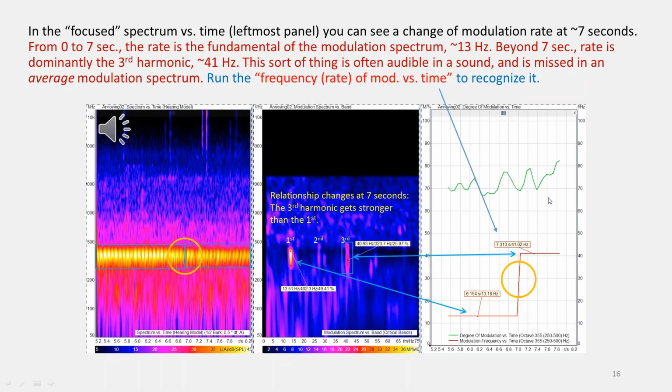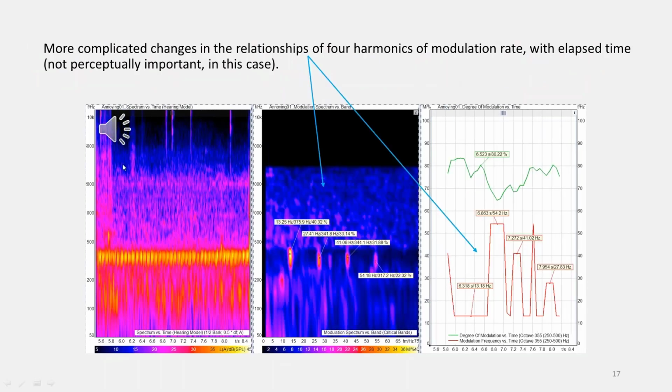So we see the rate change. These are things you can do with modulation analysis. You can reveal the magnitude versus time and the rate versus time. Very useful. So here is another case of this sound.